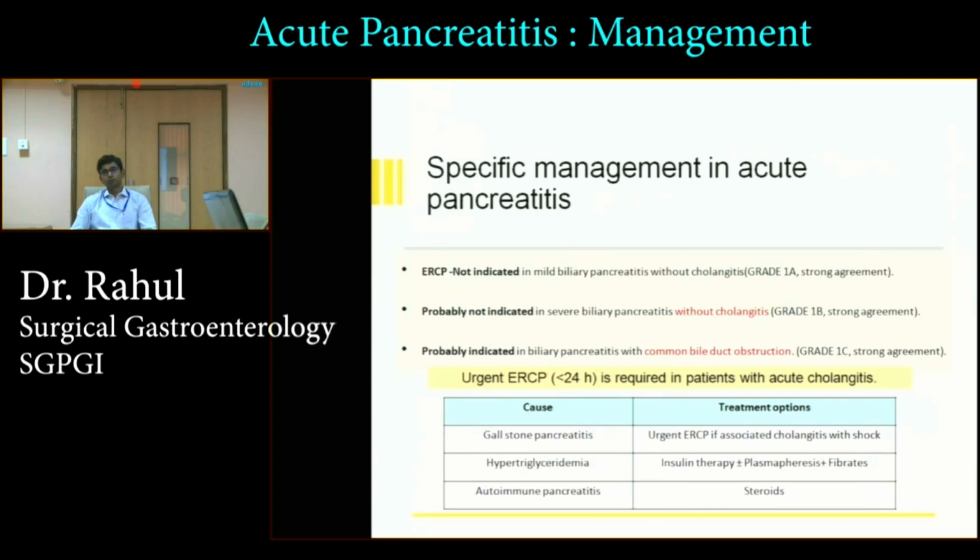There are a few other conditions in which specific management may help in acute pancreatitis, like in patients with pancreatitis caused because of hypertriglyceridemia. If we start with insulin therapy or do a plasmapheresis, then triglyceride levels can be lowered, and that may affect the course of pancreatitis. And in autoimmune pancreatitis, which is rare to diagnose in the acute setting, steroids may help, but that doesn't come into the picture on day 2. It is only a diagnosis of exclusion, and once we have diagnosed autoimmune pancreatitis or the patient is a known case of autoimmune disease, then we may consider steroids, but it should not be given very frequently.